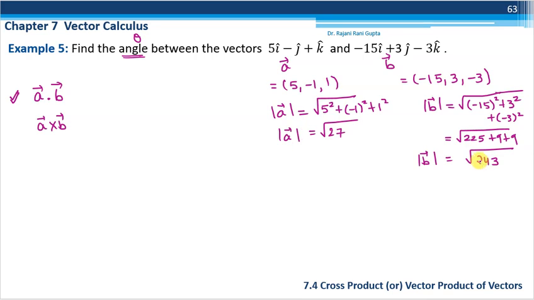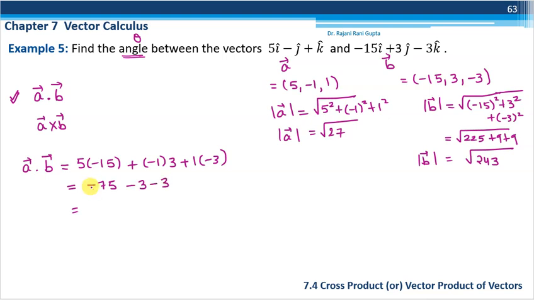This thing you have to do in both the rules, but finding the dot product is easier than the cross product because for the cross product you have to solve this determinant, whereas for the dot product it's simple. A bar dot B bar, just multiply the components. 5 times minus 15 plus minus 1 times 3 plus 1 times minus 3 and you are done. This gives you minus 75 minus 3 minus 3. Add them. This is minus 81. Okay, A bar dot B bar.